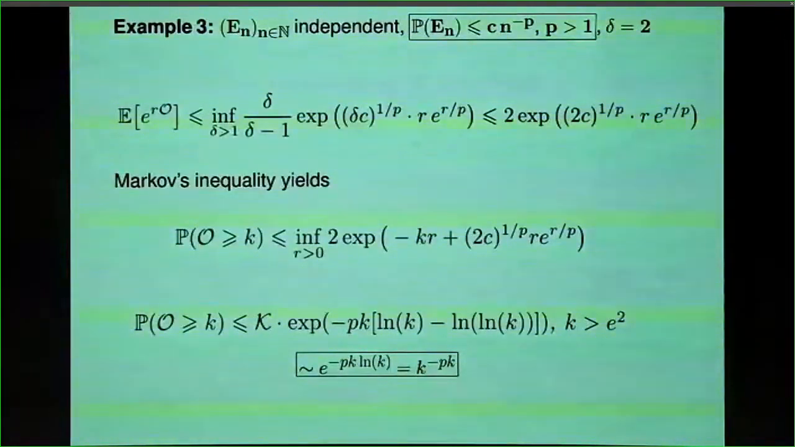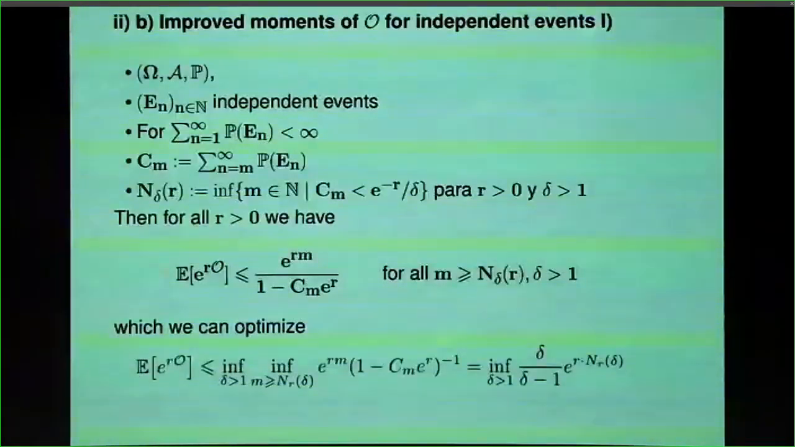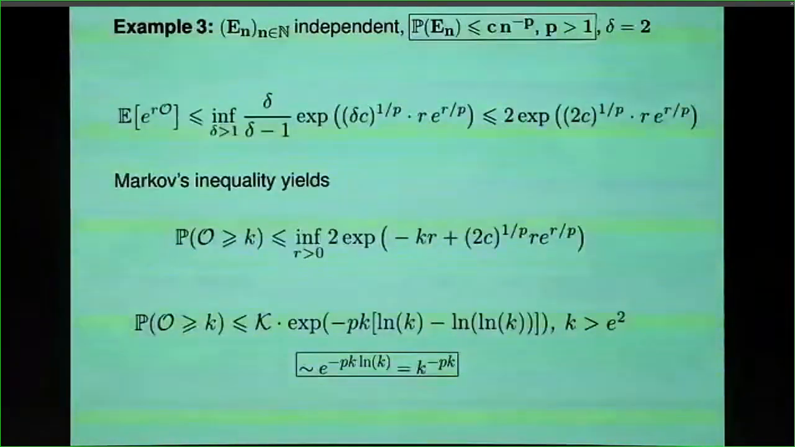If we have our original case, independent, it's c times 1 over n to the p, with p greater than 1. We take the delta, which appears also here, to be 2, and we can plug it in, and what we get here is some kind of formula. We use Markov's inequality and optimize. So this is Markov's inequality. We have 2 times the exponent which we have here, and here we have 2 to the minus kr.